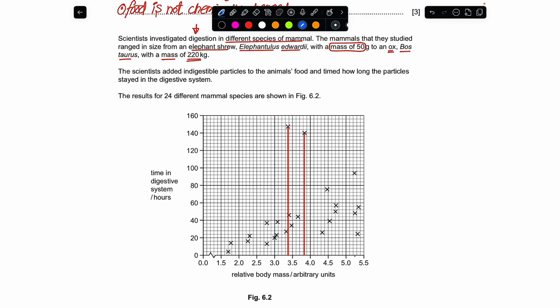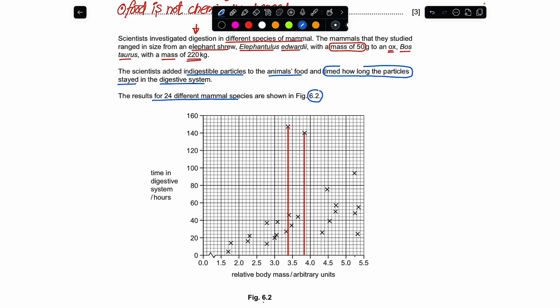Now, how they performed the investigation was that these scientists took some indigestible particles and then added them to the animal's food. And then what they measured was how long these particles would stay in the digestive system. They carried out this investigation for a total of 24 different mammal species, and then the results are shown in figure 6.2.